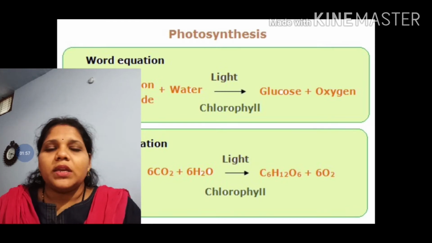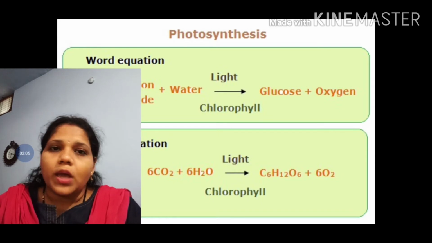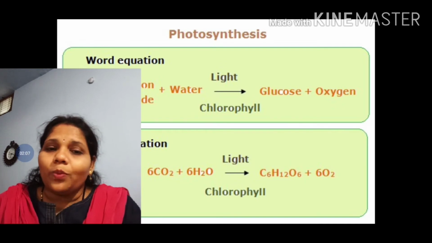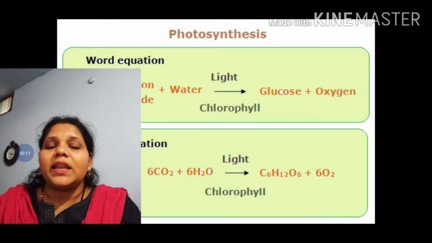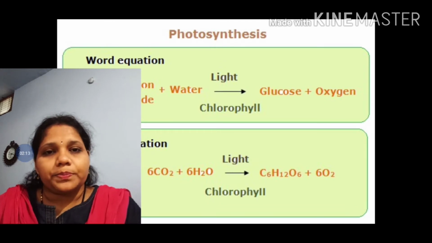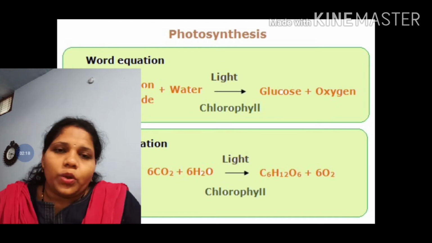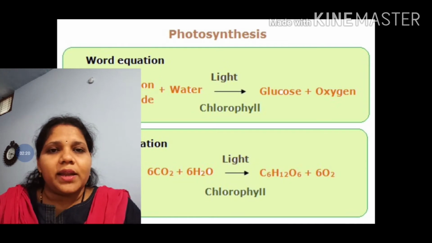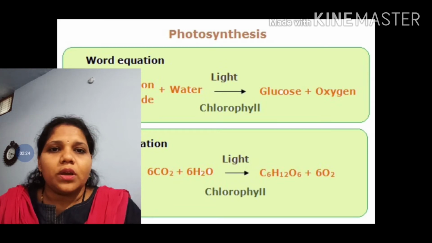Next one is your water. The water is absorbed by the root from the soil, and that water from the root reaches near the leaves through the xylem. Next one is your light. We all know that the light generally comes from the sunlight. Next one is your chlorophyll.